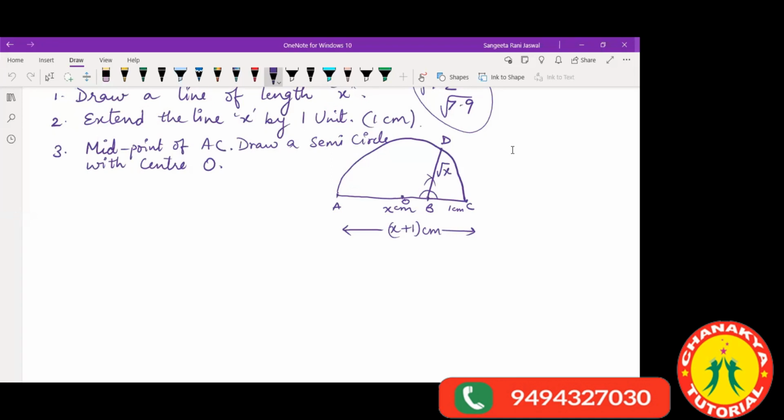Now we are proving that this distance BD is root over x. This is what we want to prove now. Okay, give thumbs up.